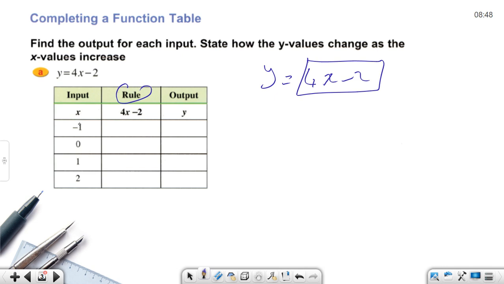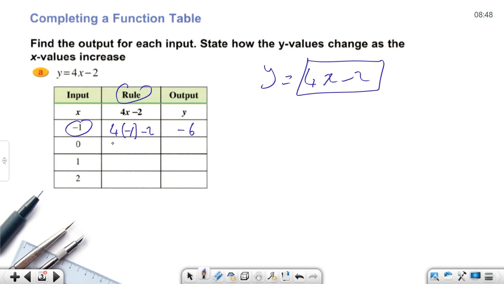What is our rule? 4x minus 2. What is x? The given input, minus 1. 4 times, don't forget, when you substitute a number instead of a variable, use parentheses. 4 times minus 1, minus 2. 4 times negative 1, negative 4, minus 2, negative 6.